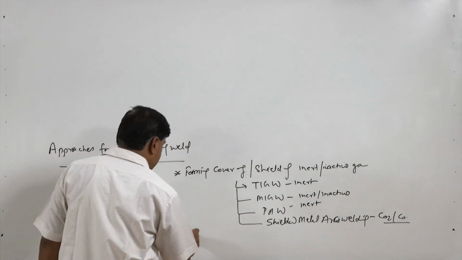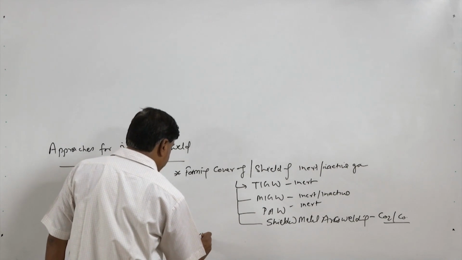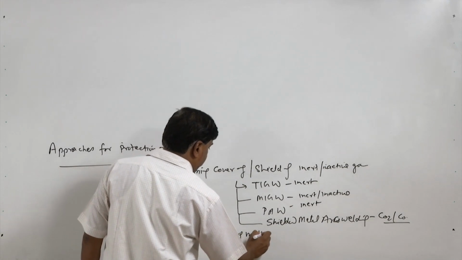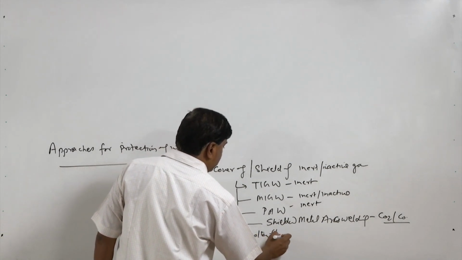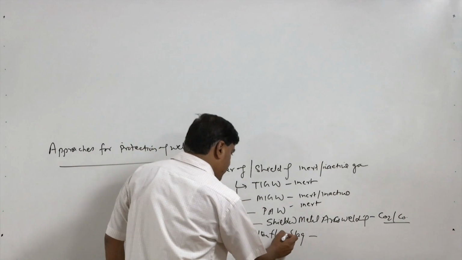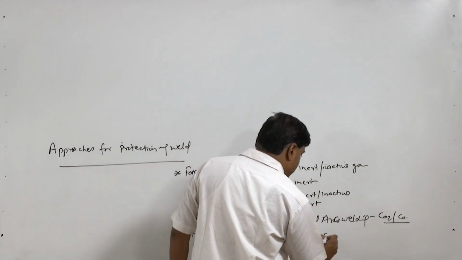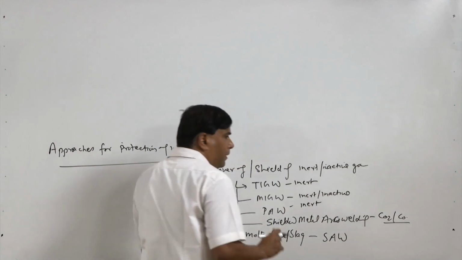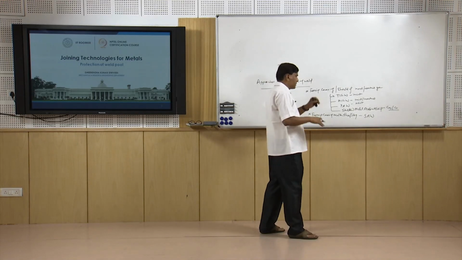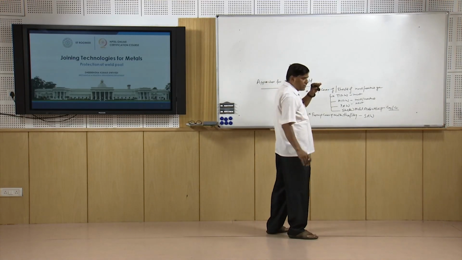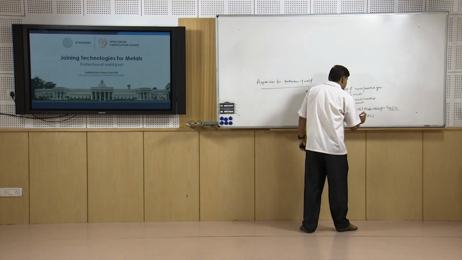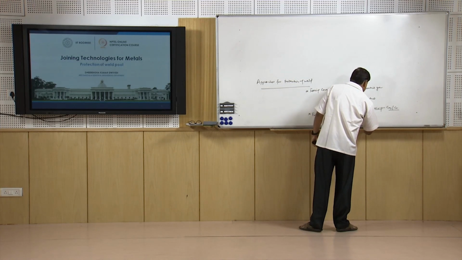Another is forming a cover of molten flux or slag. This one is used in case of submerged arc welding, where the arc is completely covered with granular flux, which is brought to the molten state in the course of the welding. So, interaction of the weld pool with the atmospheric gases is prevented. And the second is electroslag welding.